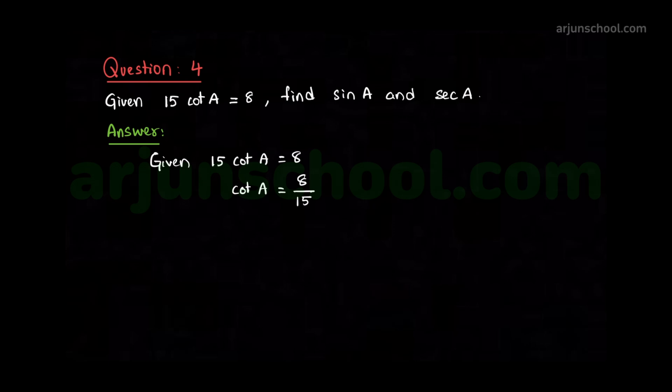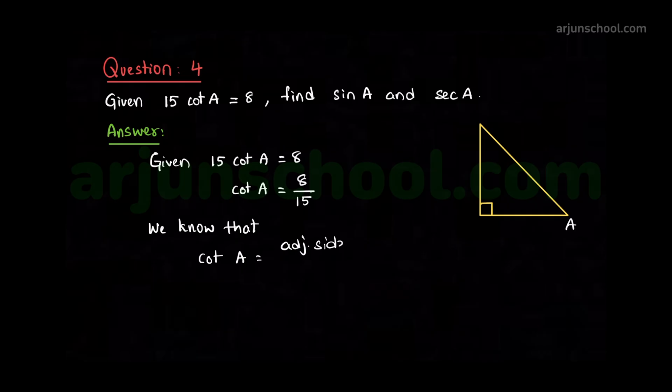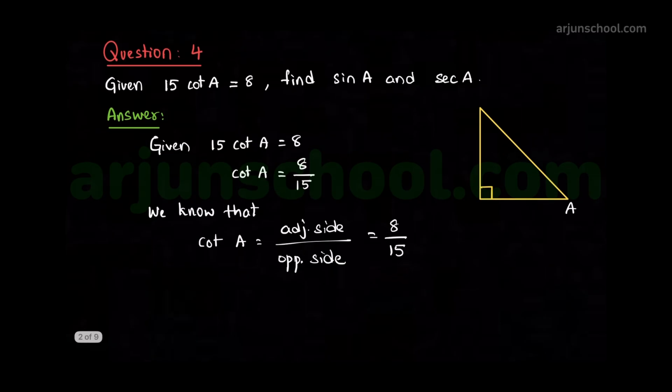Now let us convert cot A into a right triangle ratio. We know that cot A is equal to adjacent side by opposite side, which we have given it as 8 by 15. So we can assume a right triangle for angle A such that adjacent side is equal to 8 units and opposite side is equal to 15 units.